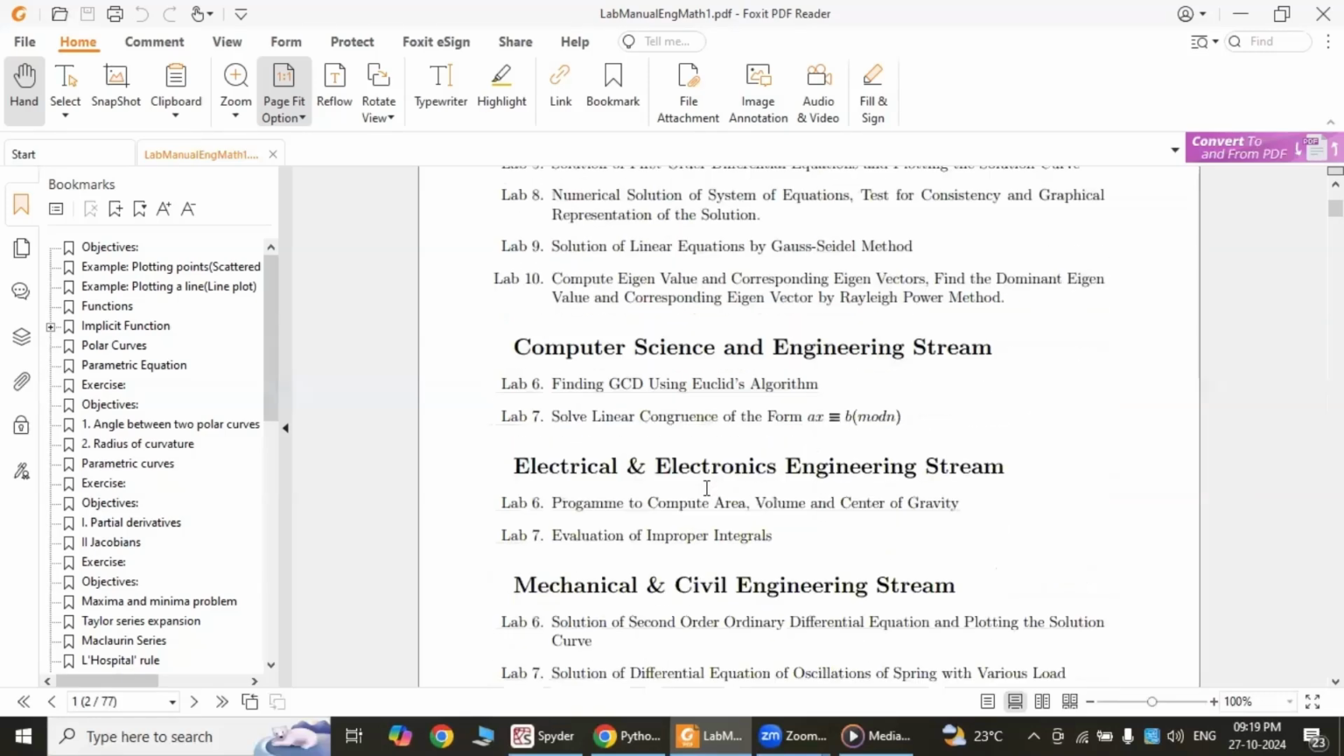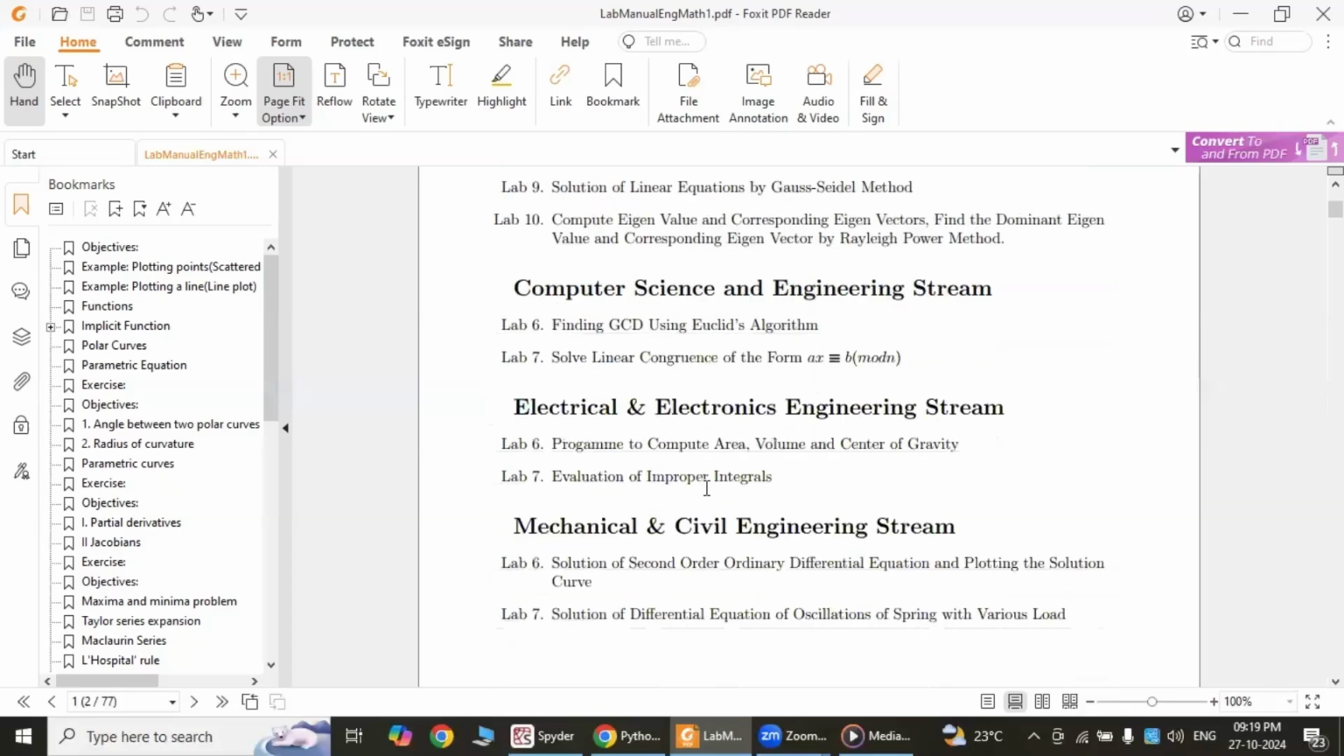And stream-specific labs, computer science and engineering labs related to number theory, that is GCD, and linear congruences. Electrical and electronics engineering labs focused on numerical integration and geometric calculations. Mechanical and civil engineering labs involving differential equations and oscillations.